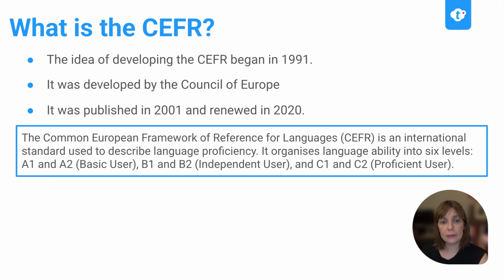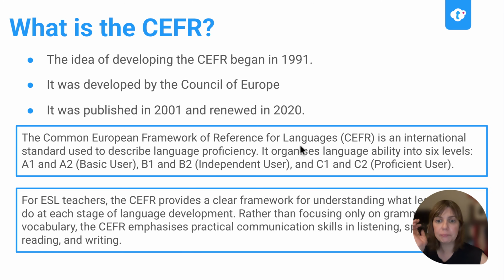It organizes language ability into 6 levels. So starting at A1 through to B1, B2, and then C. So A1 is your basic, very beginner. B1 and B2, you're an independent user. You can have conversations in the language, you can converse. And then C level is your advanced, very advanced, proficient, almost native level speaker.